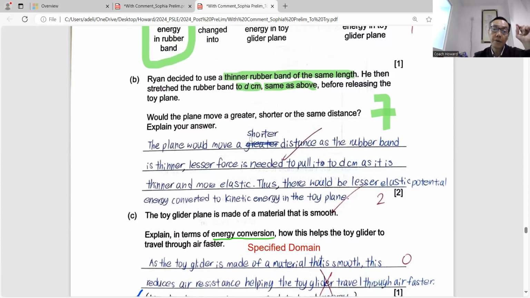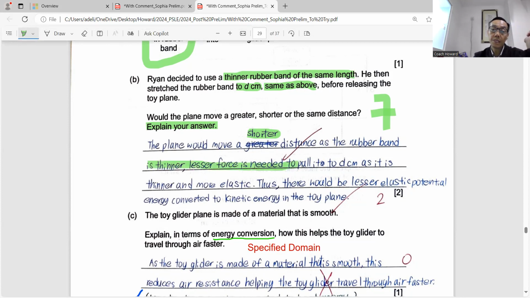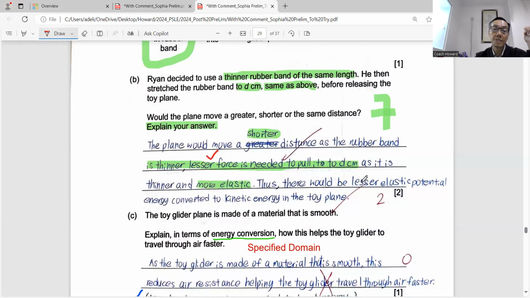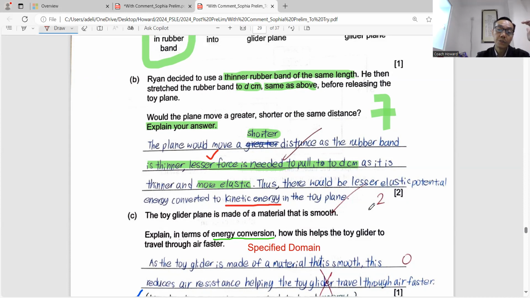So again, the student answered correctly. The plane will move a shorter distance, and then you need to explain your answer. So you must say that because the rubber band is thinner, less force is needed to pull it to the same d centimeter, which I give an example like 7 centimeter, because it's thinner, so it's more elastic. It's because lesser force is needed to stretch to the same distance. So there'll be lesser elastic potential energy, which will be converted to lesser kinetic energy. So again, she answered perfectly well, 2 marks.